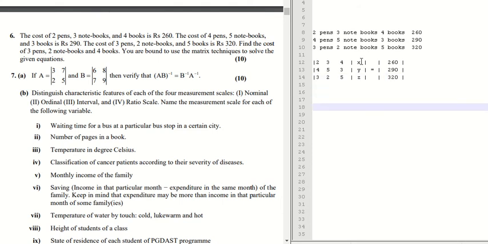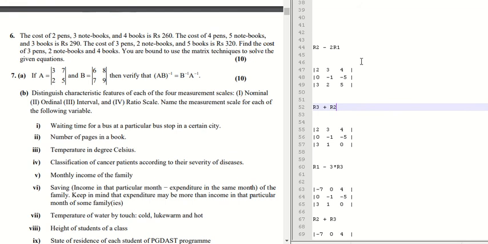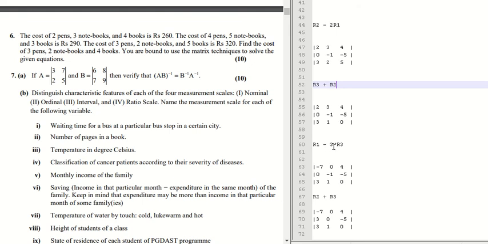The first thing that we could do is this. The first step is R2 minus 2 times R1, replacing this with R2. So we take the second row and subtract double the row 1 from the second row. Then the second operation is R3 plus R2, and that operation is done on R3 itself. Then the third operation is R1 minus 3 times R3, done on the first row.